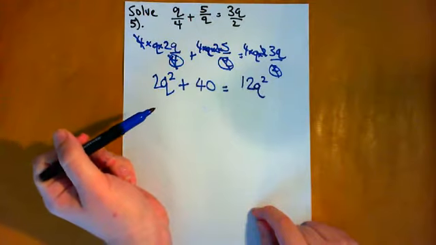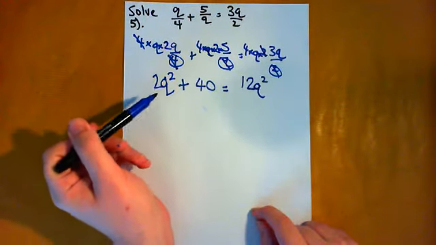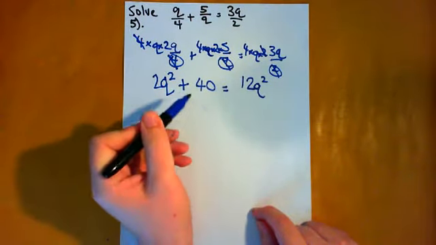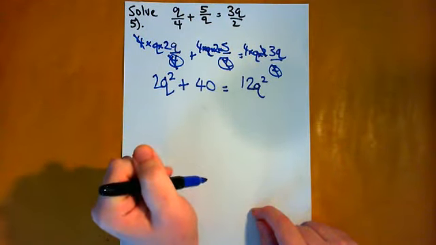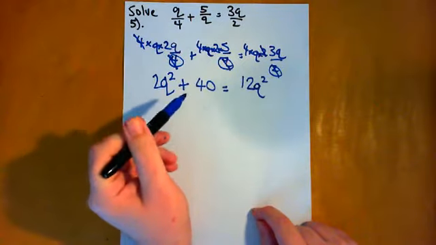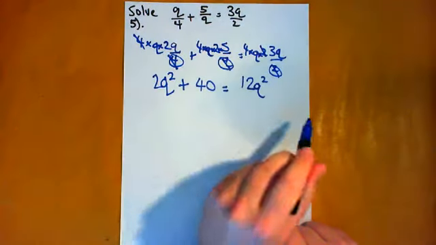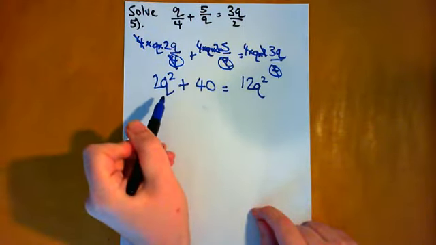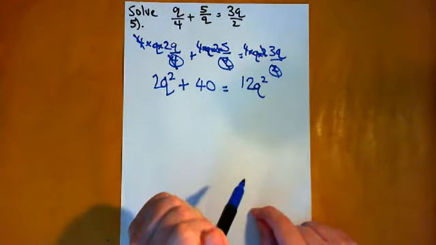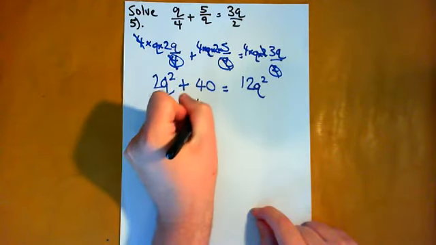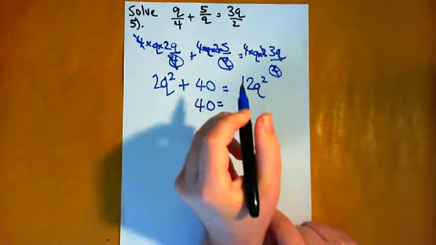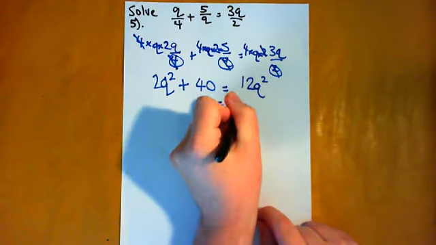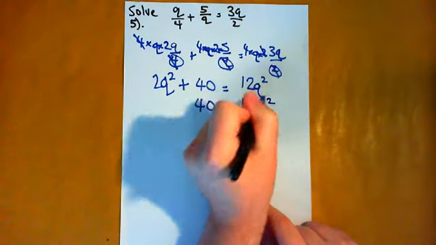So we've only got 2 kinds of term left. We've got q squared terms like the 2q squared and the 12q squared, and we have just a number, we have the 40. So the best thing to do would be to move this 2q squared to the other side. Let's do that. So it's a plus on this side, it's going to be a minus 2q squared on the other side. So it's going to be 40 equals 12q squared minus 2q squared is 10q squared.